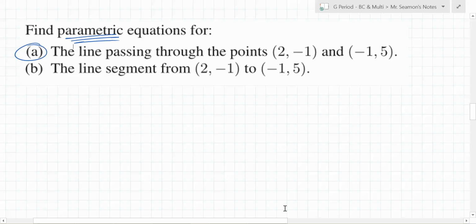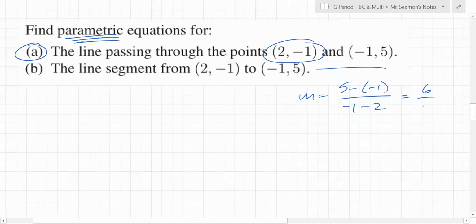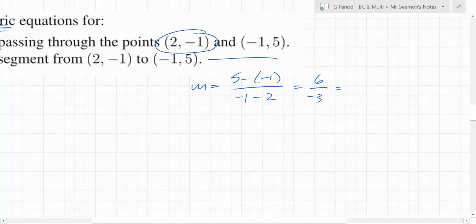What do you need to write a line before? You needed a point and a slope, right? So you effectively need the same thing. You need a point somewhere, something that's on the line. Do you already have two of them? You have one right here, for example, right? And then you need a slope. Okay, so theoretically, could you find the slope between these two points? Yeah, 5 minus -1 over -1 minus 2. So what do you end up with? You end up with 6 over -3, which is -2.